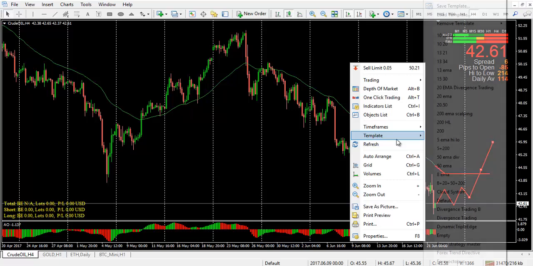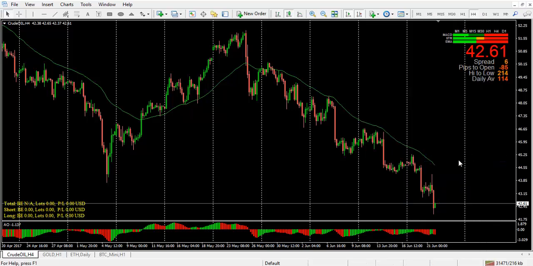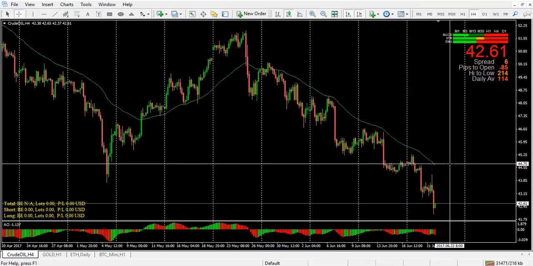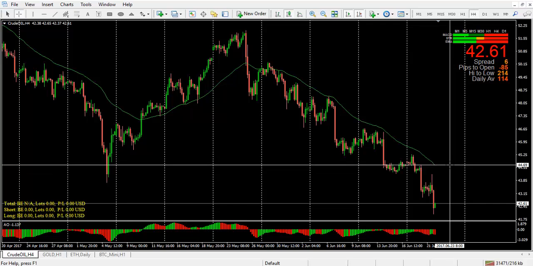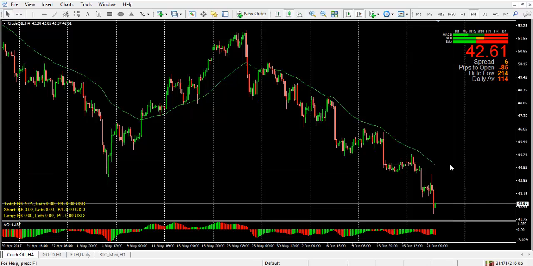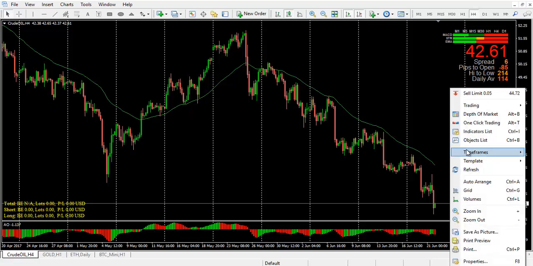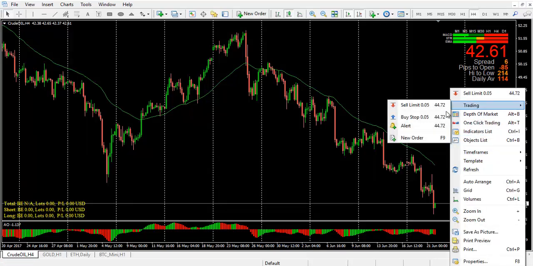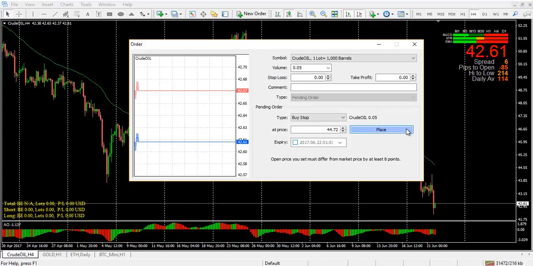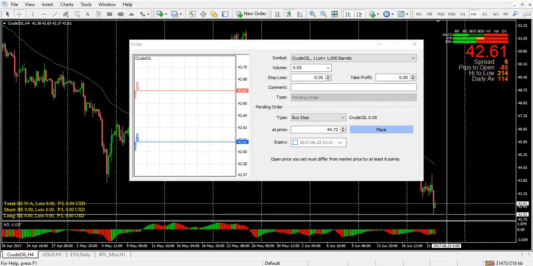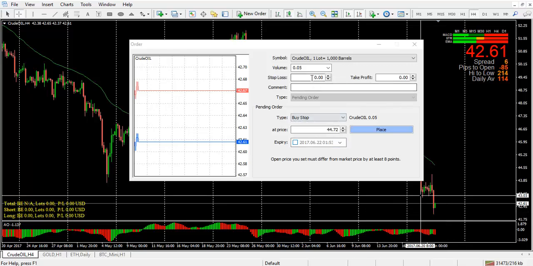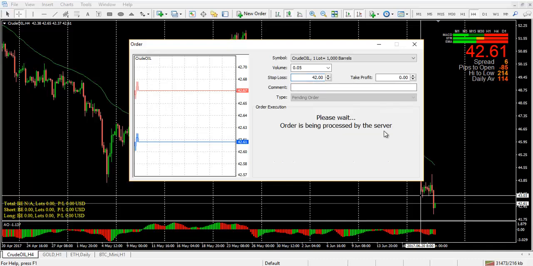You can also do it like this. Here's a very nice trick. You go here, this is 44.69, let's go to 44.71. You right click, go to trading, buy stop, and you put your buy stop here and put your stop loss at 42.01 or 42. This is one way.